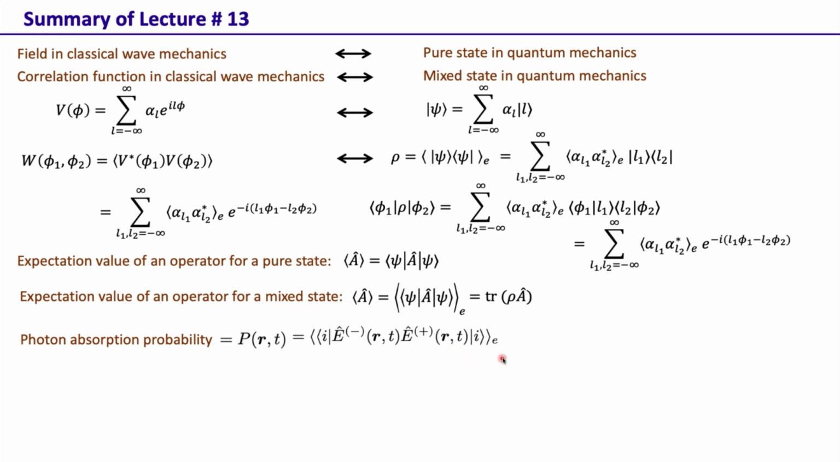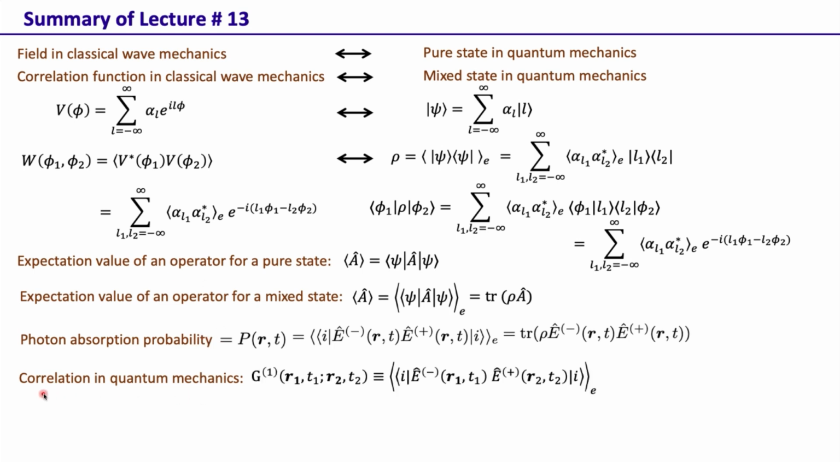Of course this extra ensemble average is for when the field is mixed, but just the first expectation value is for when the field is pure, and E minus and E plus are the negative and positive frequency parts of the field. And of course, just like here, we can represent this quantity also as the trace of rho times this quantity. So this photon absorption probability is analogous to the concept of intensity.